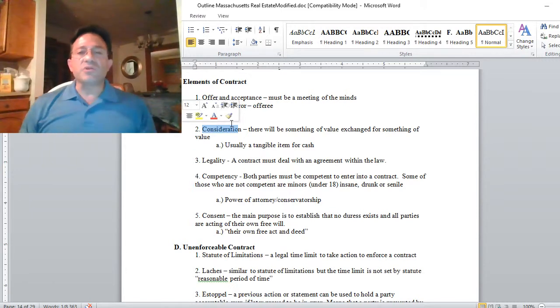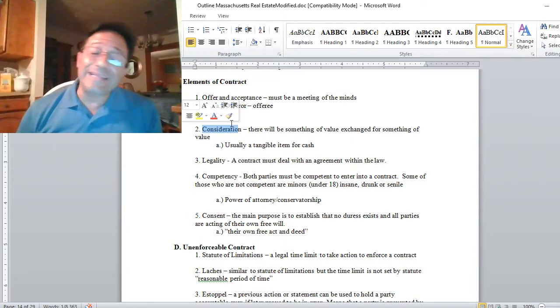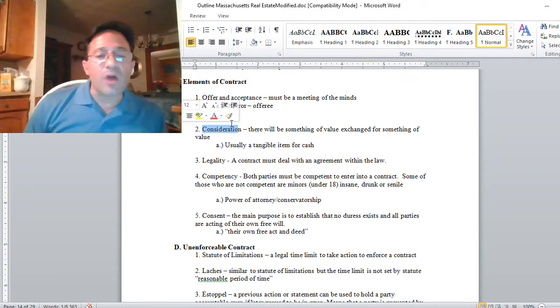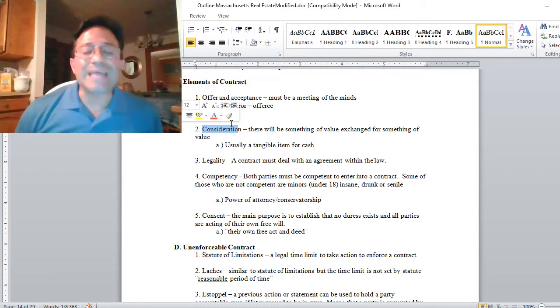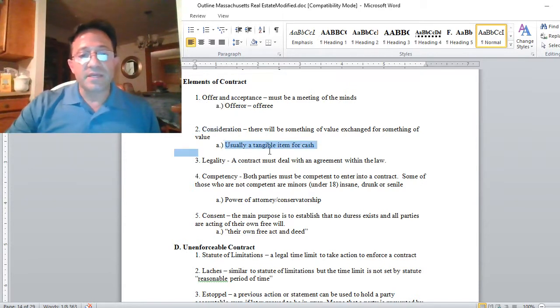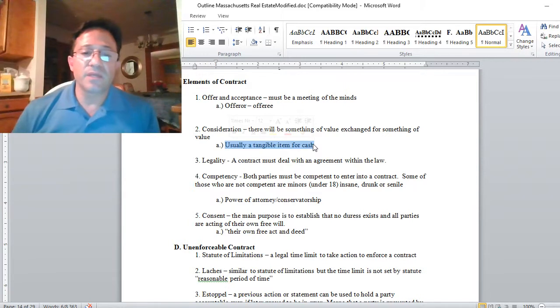Now, consideration is what we use to bind a contract. And so it doesn't necessarily have to be thousands and thousands of dollars. It could be $1. It could be a promise to do something. It's got to be something of value. It could be tangible, something in the form of a dollar or cash, right, as it says here in the outline. It's usually tangible, but it can be a promise to do something as well.